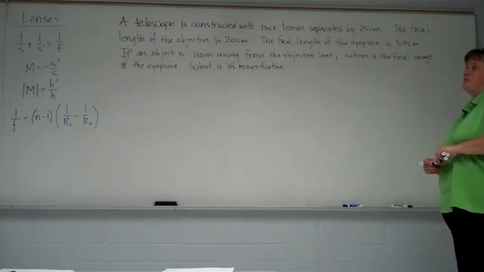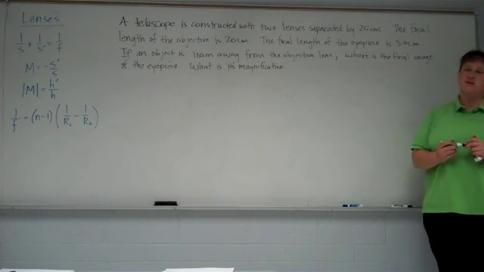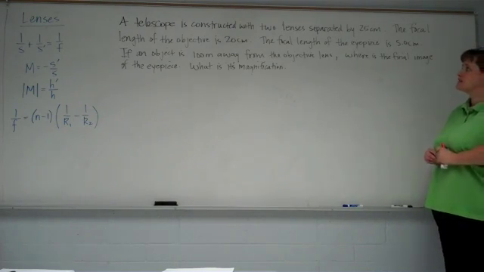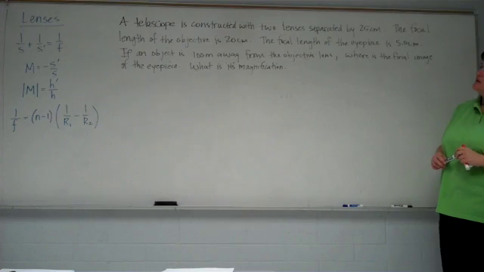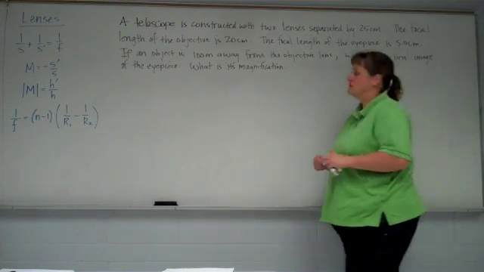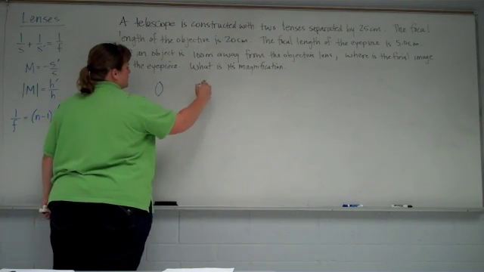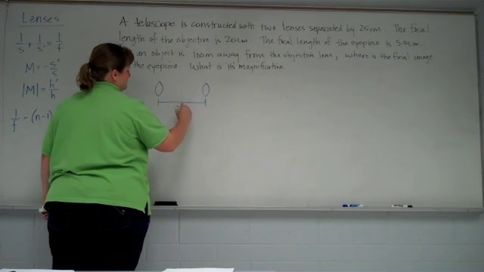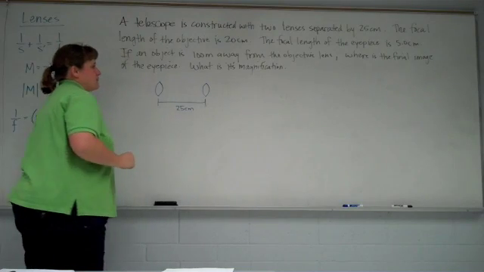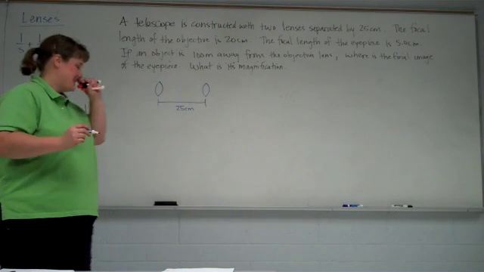So a telescope. We're looking at a refracting telescope, so it's constructed with two lenses. The lenses are separated by 25 centimeters. Both lenses are converging. Are we supposed to know that? Now you are, because I've just told you.